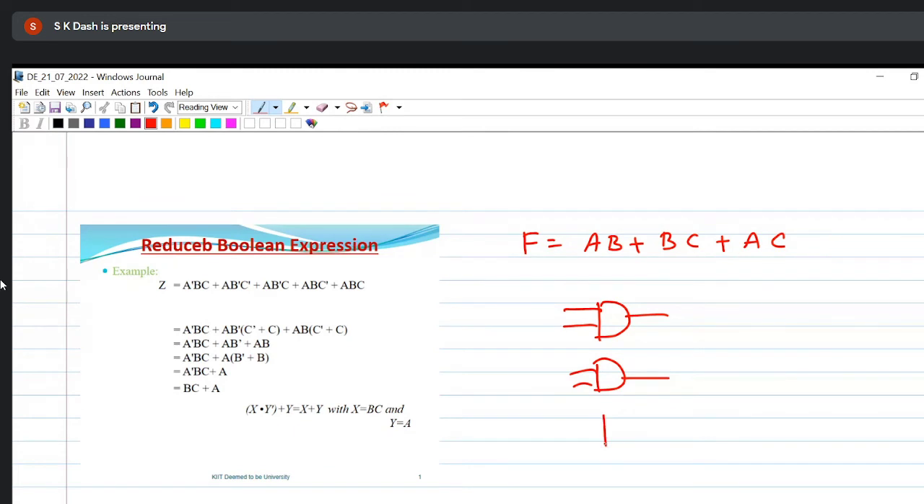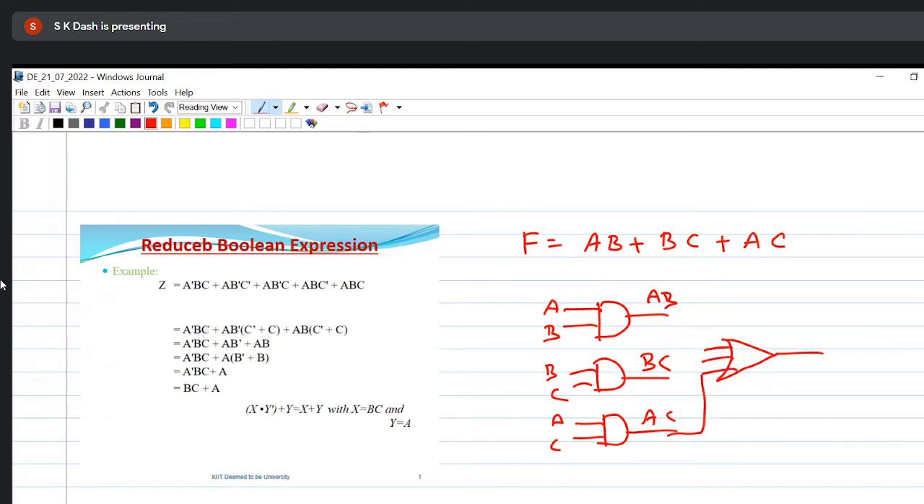Three AND gates, and one OR gate. AB, BC, AC. So here I will get AB, here I will get BC, here I will get AC. Then this needs to be added. Now suppose I have a three input OR gate available. One, two, three. So I just need to connect them, nothing else. So here I will get the function.